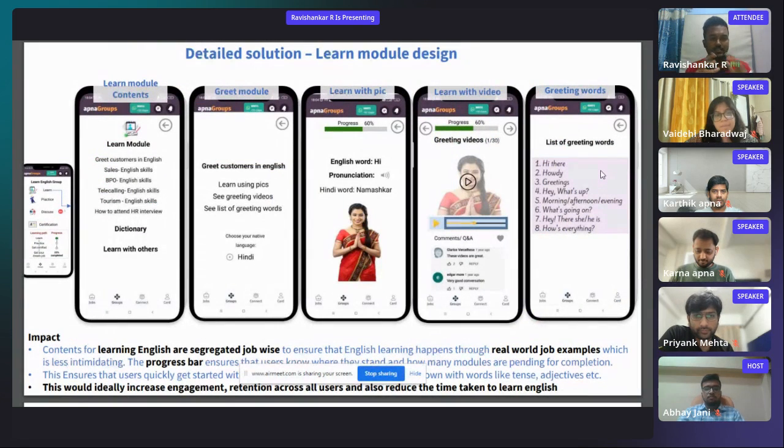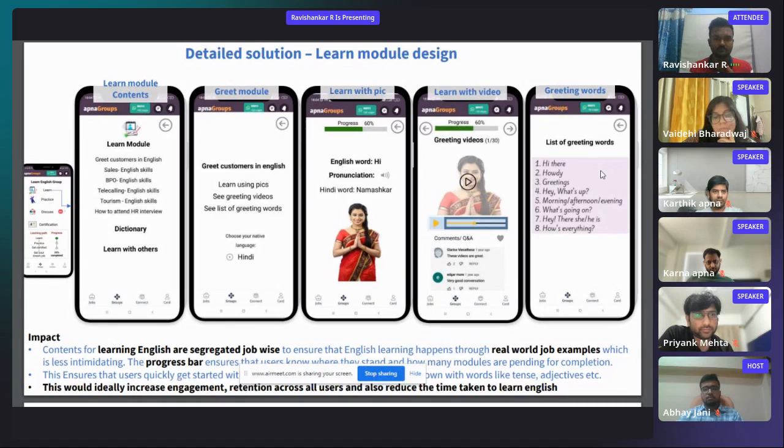The next one is the learn module. What I believe based on the research is we cannot teach users end-to-end English. So job-based or outcome-based learning is very important here. Whether it is learning with pictures, learning with videos, or creating words, everything should be linked to particular jobs. Let's say sales English skills, BPO English skills, telecalling, tourism, and how to attend an HR interview. So all the learning modules will be linked to the job.